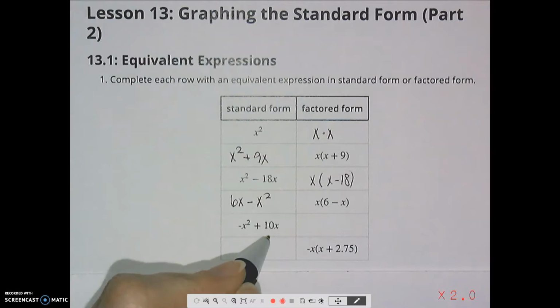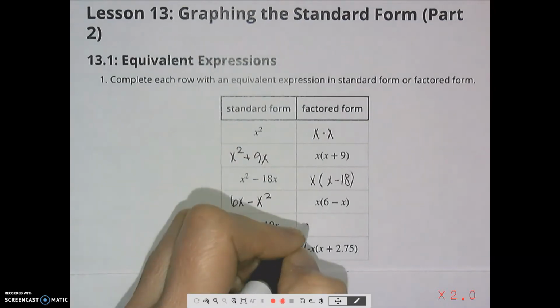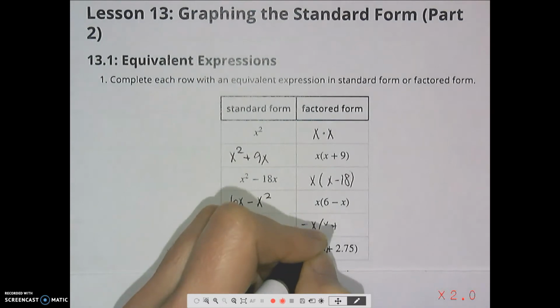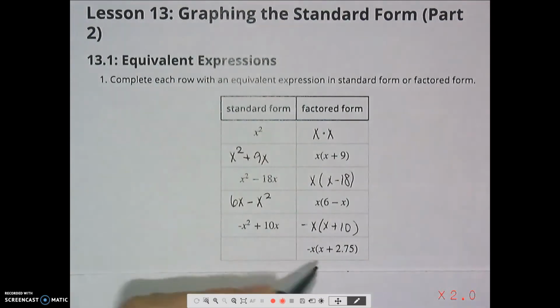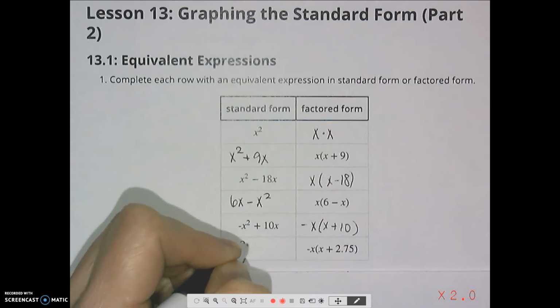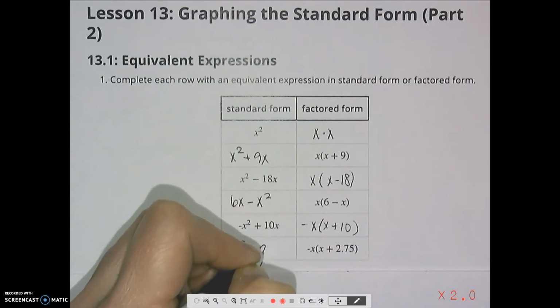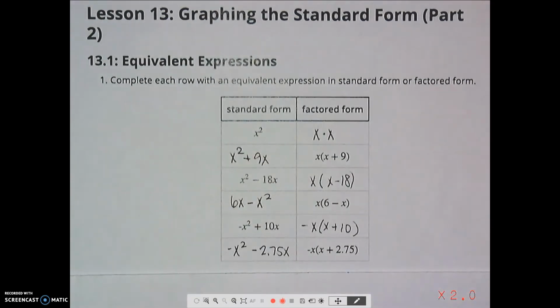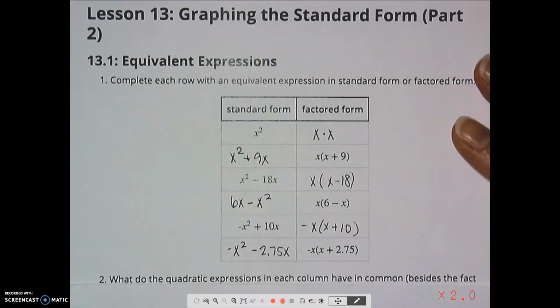Negative x squared plus 10x, we're going to bring a negative x out front, and left would be x plus 10. And the last one, if we have negative x times the quantity x plus 2 and 75/100, we get negative x squared minus 2 and 75/100 x. All right, so that's what we get there.